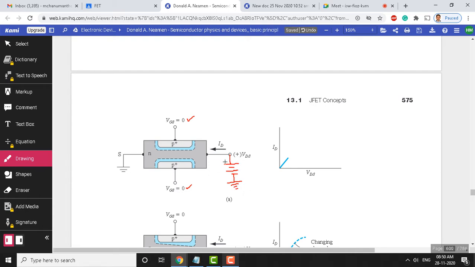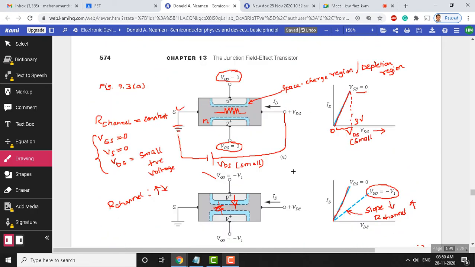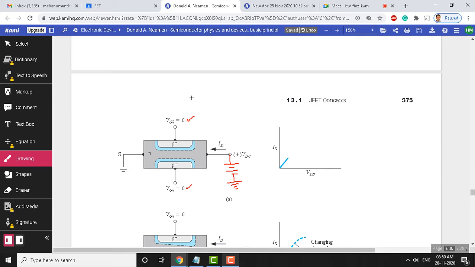For small VDS, we will see different situations here. Let us start with the small drain source voltage for VGS equal to 0. This situation is exactly the same as the one you see here with VGS 0 and small VDS applied. The same situation we have come across here also. Now we will see what is going to happen when VGS is retained at 0 volts, but drain source voltage is increased. Here the drain source voltage is going to be very small.